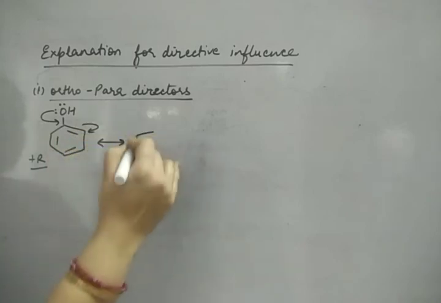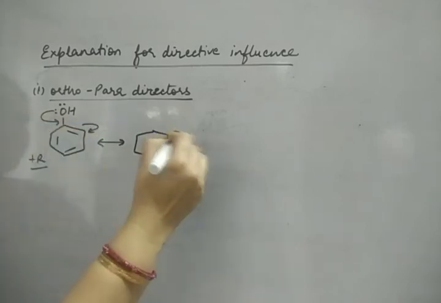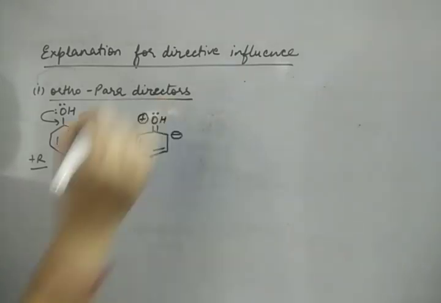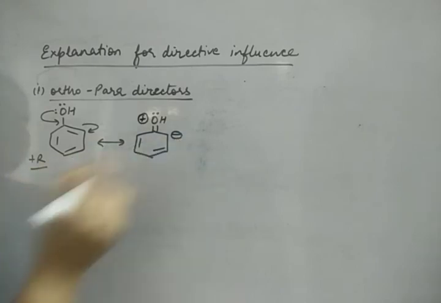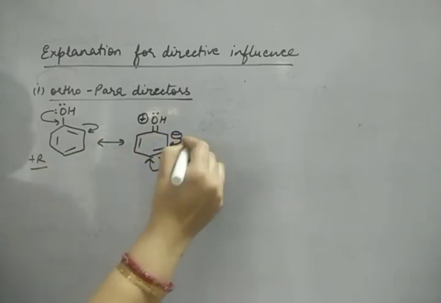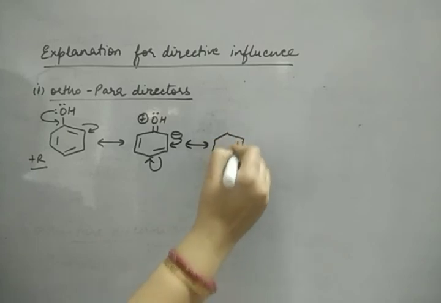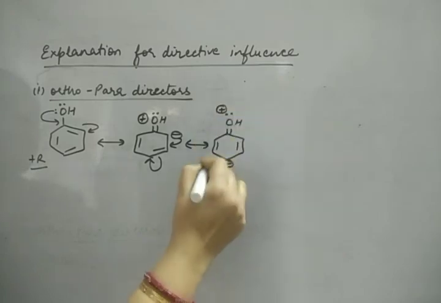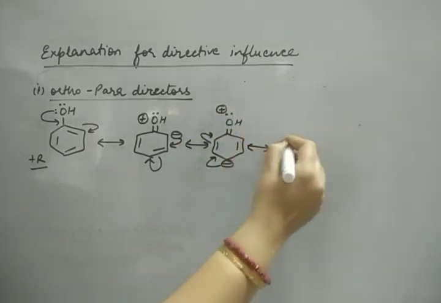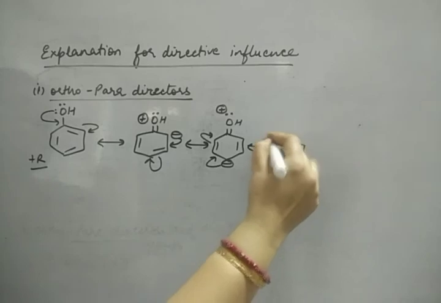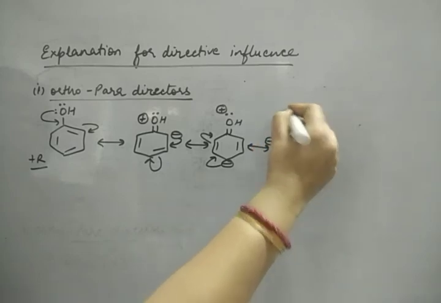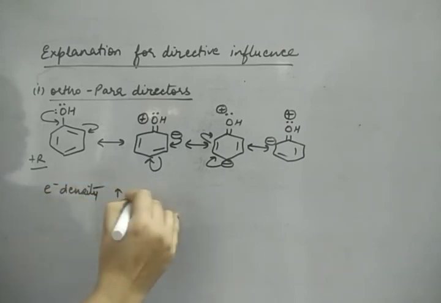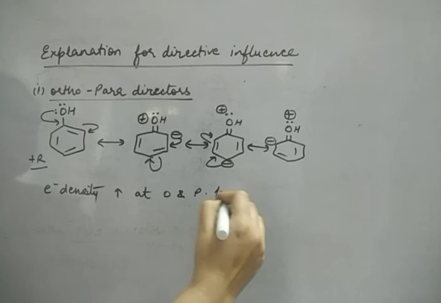Now you can see that the OH group is donating the electrons to the benzene ring. And because of this, the electron density on benzene increases. Okay, the negative charge appears at ortho position. Now this can be further drawn. Okay, so the next negative charge will be at para position. It can be further like this. So the next negative charge will be at ortho position. So we can see that the electron density increases at ortho and para positions.